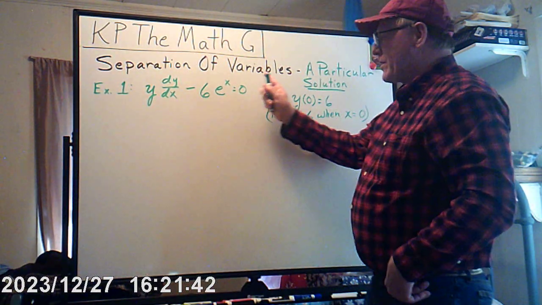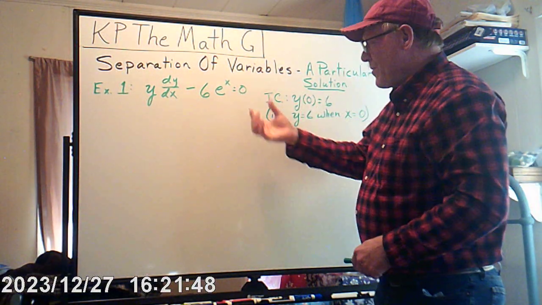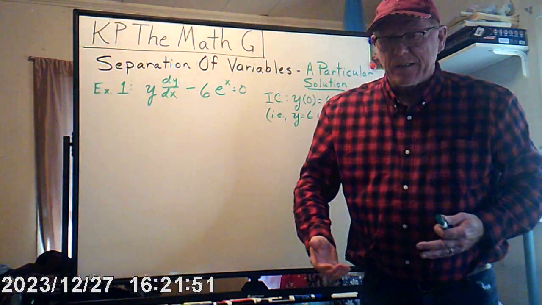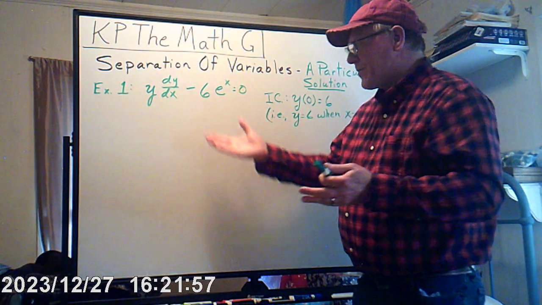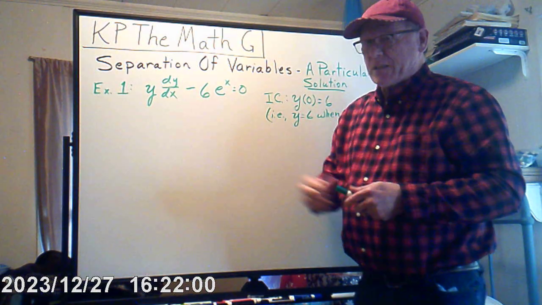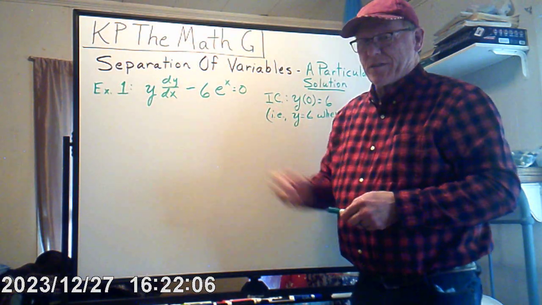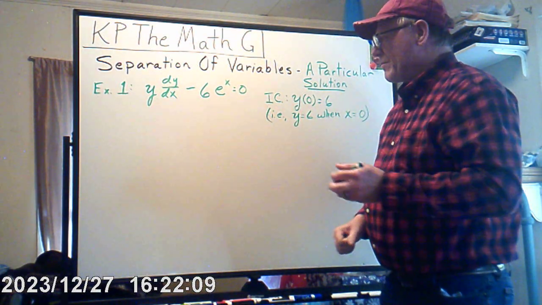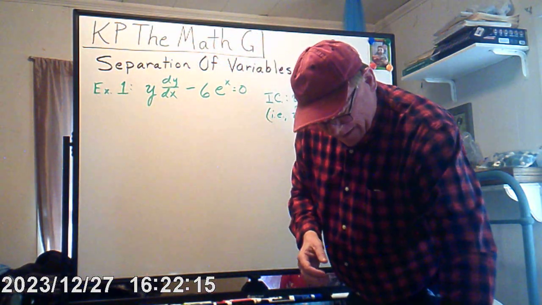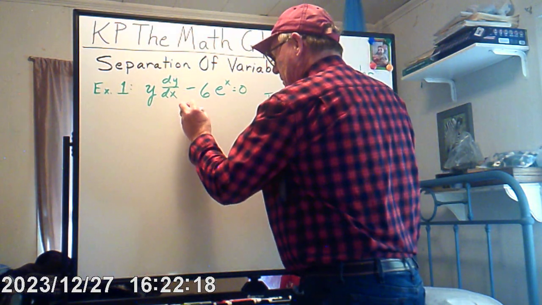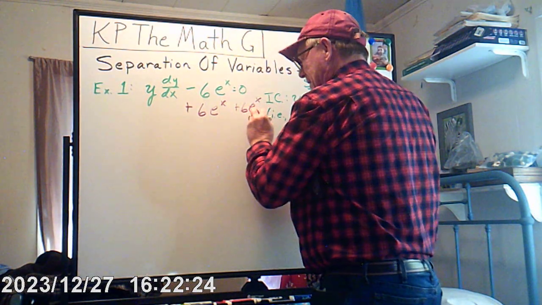All right, so first of all, we need to separate the variables. One thing we can do, you have to learn strategies as you go, a few of the little nuances of trying to solve these problems. If I have something plus or minus something, and I want to get that over to the other side, I'm going to add 6e to the x to both sides. So plus 6e to the x on both sides.